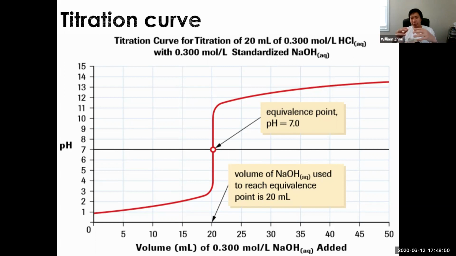You need to know how to interpret this graph. You need to know how to draw this graph if I ever ask you to draw, given certain numbers. Okay, so you need to know the shape. If you recall calculus class, you've seen one of this before.